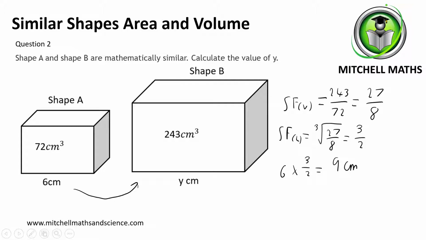So if you go in the opposite way with volume scale factor to the length scale factor, you need to cube root. If you're going from the scale factor for the area to the scale factor of the length, you're going to need to square root.